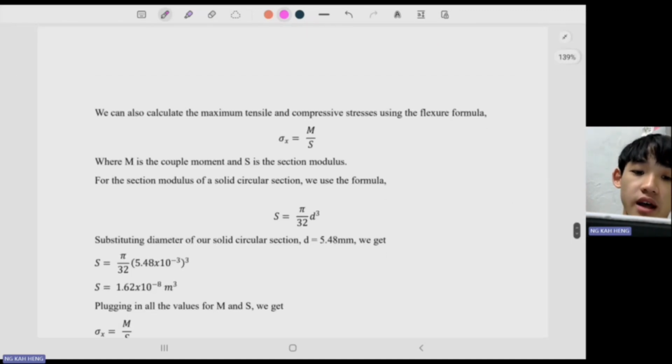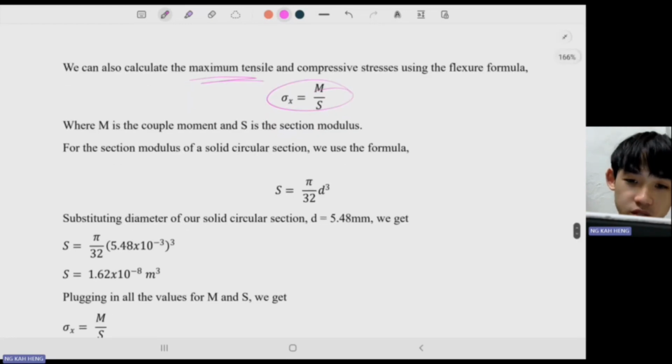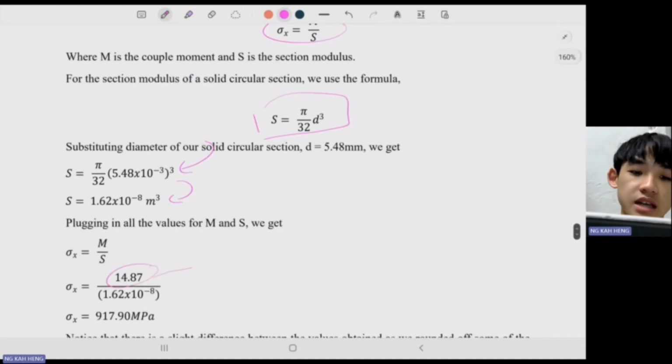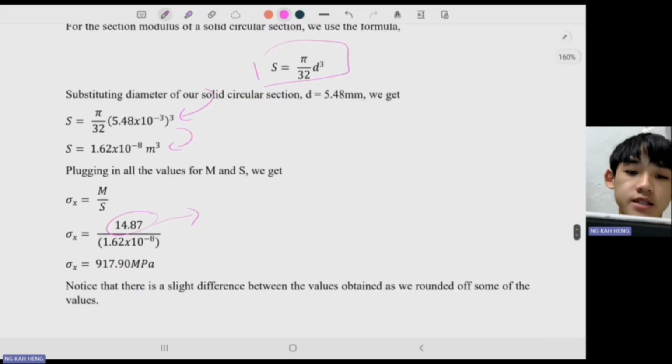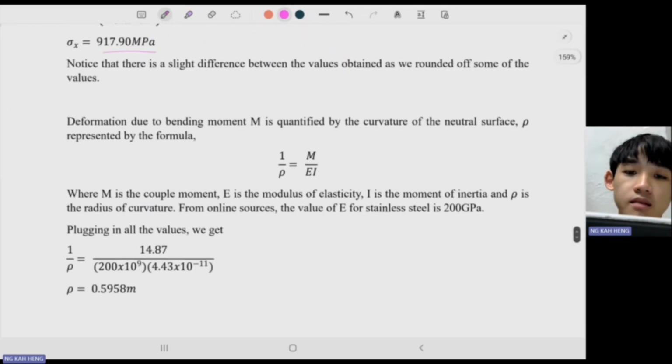We can also use this formula to calculate the maximum tensile and compressive stress. Using S equal to pi over 32 d cubed, we substitute the value in for S, and then we get M, which is the moment calculated above. So we actually get the same value, with a slight difference as we rounded off some of the values. And then the deformation due to the bending moment is quantified by the curvature.